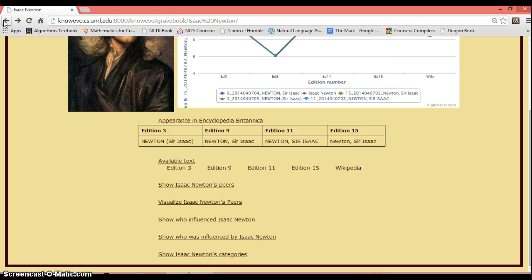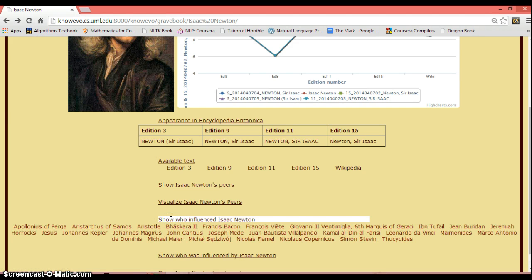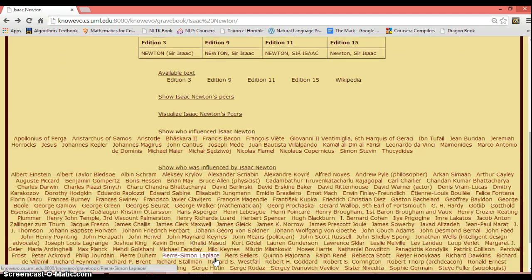You can also look at the people who influenced Isaac Newton, as well as those who were influenced by him. Here, let's look at those who influenced him. These are the people whose lives predated Newton and whose articles are linked to his. Similarly, we can see those who he influenced. Quite the important character.